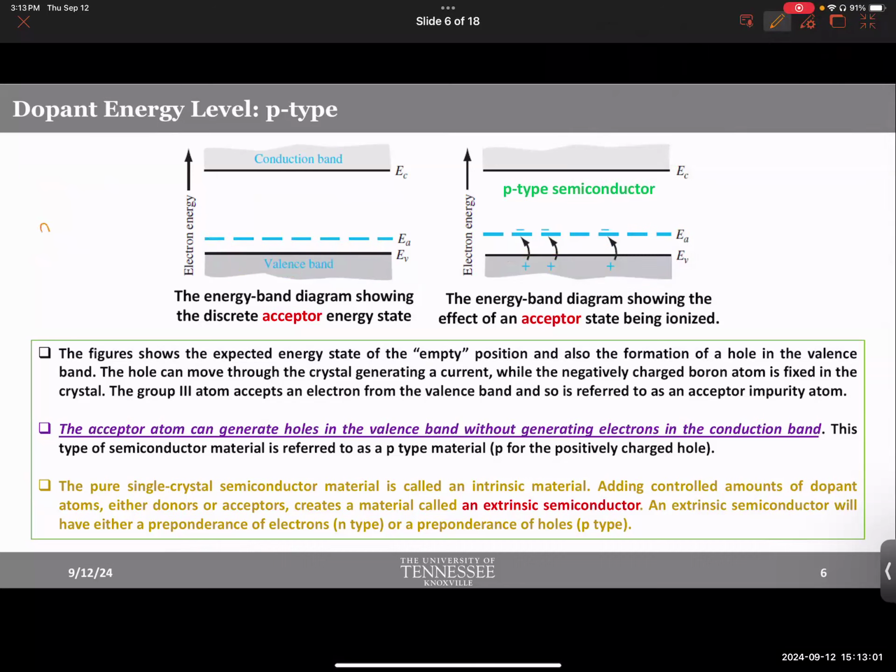For both cases, N-type or P-type, these doped semiconductors are also referred to as extrinsic semiconductors, just to maintain some similarity with the term intrinsic, right? So when you don't dope a semiconductor, you have an intrinsic semiconductor. When you dope them, they become extrinsic. So both N-type and P-type are extrinsic semiconductors.